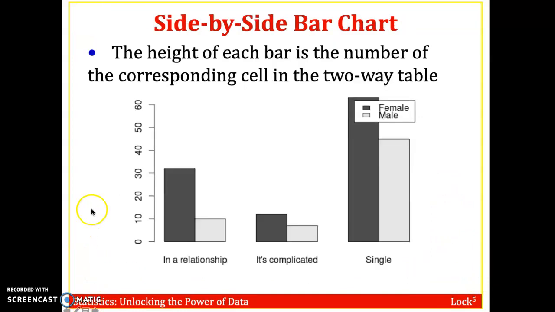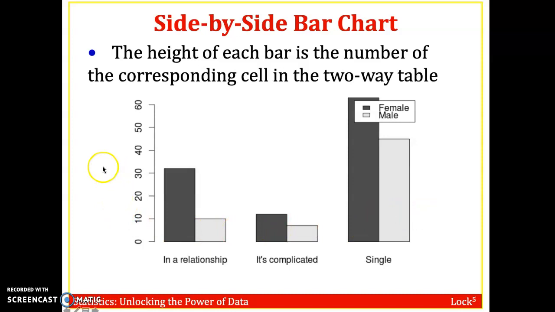All right, a couple other ways to visualize two categorical variables is a side-by-side bar chart. So here, notice we have frequency here on the left column, the vertical axis, and the height of each bar is the number of corresponding cell in the two-way table. And there should be some kind of key. The darker rectangles are the female group, and then the lighter color is the male group. So here we have in relationship, it's complicated and single.